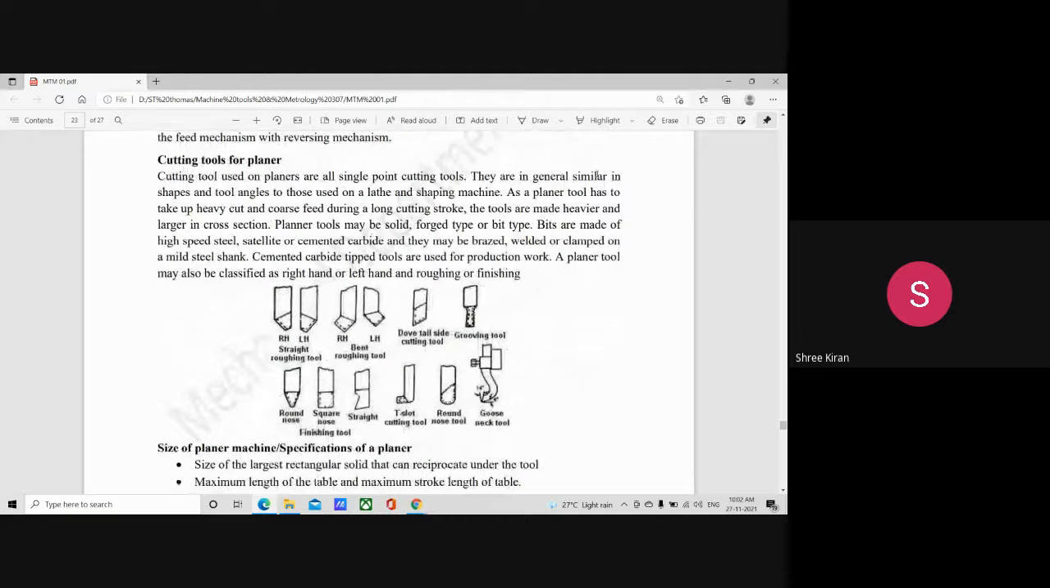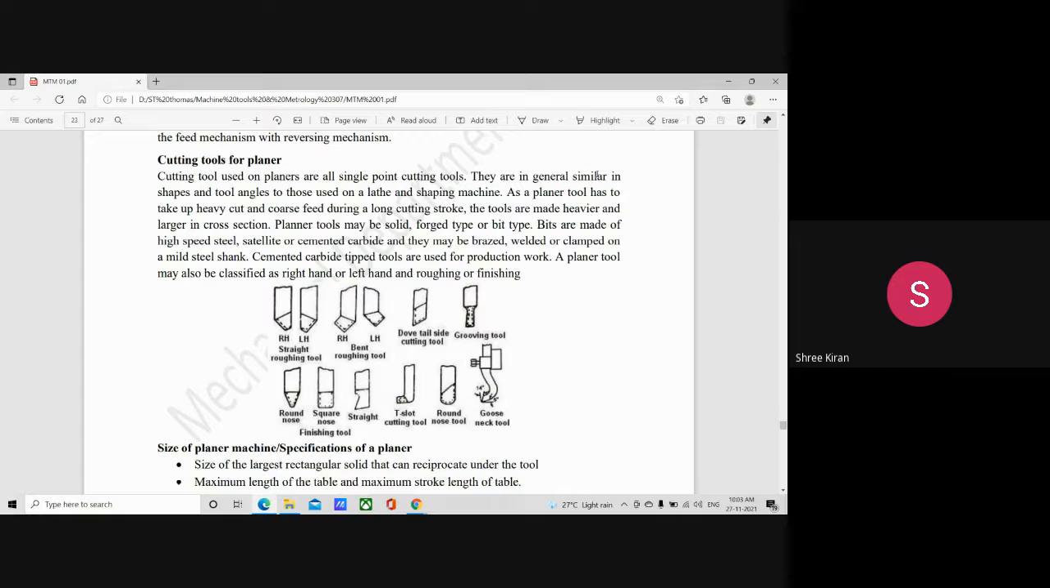The cutting tools used on planers are all single point cutting tools. So you see the straight roughing tool, the bent roughing tool, the dovetail side cutting tool, the grooving tool. All this comes in a planer, where we have various types of planer cutting tool operations taking place. So now we have various types of planer tools. This is what happens in the case of a cutting tool, because all these come under single point cutting tools.